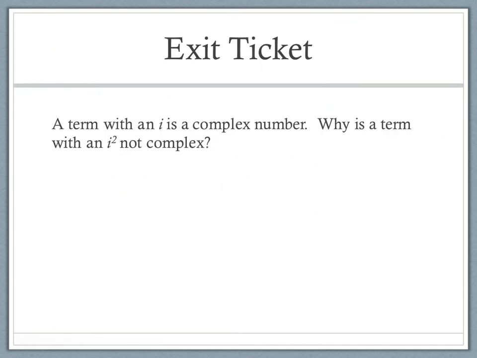Okay, guys, a term with i is a complex number. Why is a term with i squared not complex? Just think about what happens when we have an i squared. What is i squared really? That's my hint towards you. Go ahead and answer that exit ticket and get started on your practice problems.